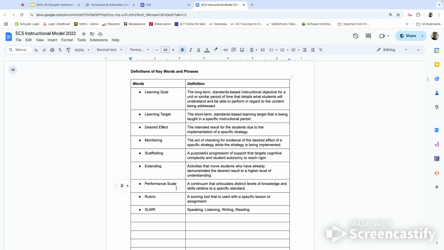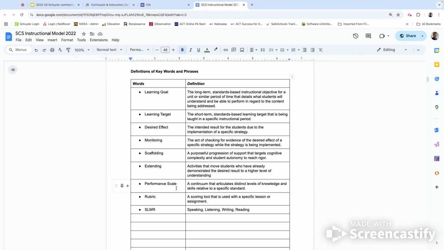A performance scale. Again, we'll have another video that'll talk about performance scales because this is something that we've been really using in this district, where it's a continuum that articulates distinct levels of knowledge and skills related to a specific standard. So we have the standard level and then all of the targets that you're going to be teaching to get to that standard level. You might also hear it called a proficiency scale. But a performance scale is like a ladder that students are going to use to get from ground floor stuff that they don't know how to do at all to get up to the next level, and to get up to the level of the standards.